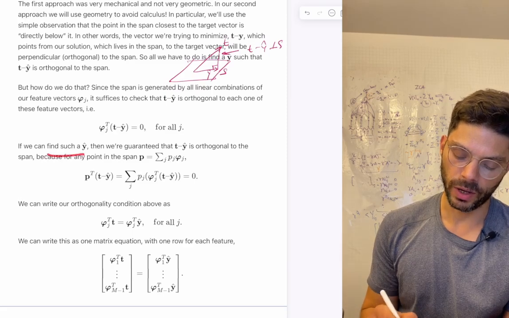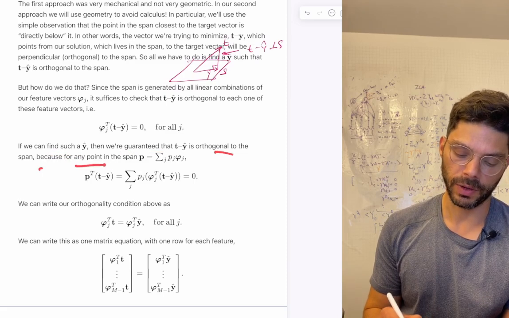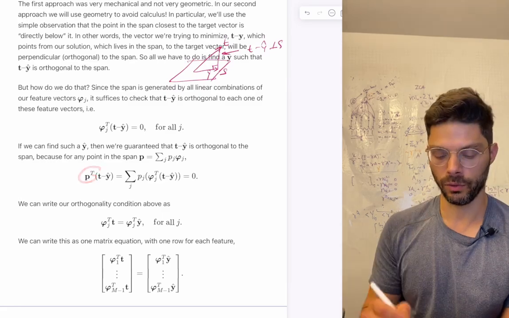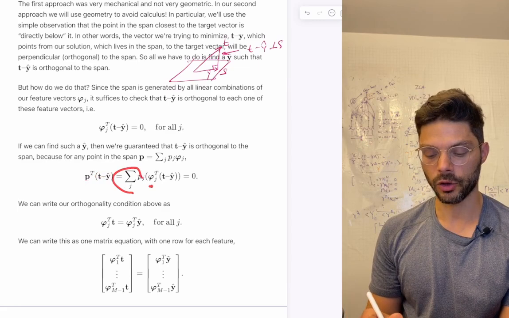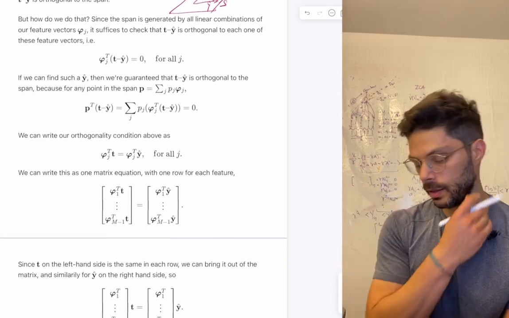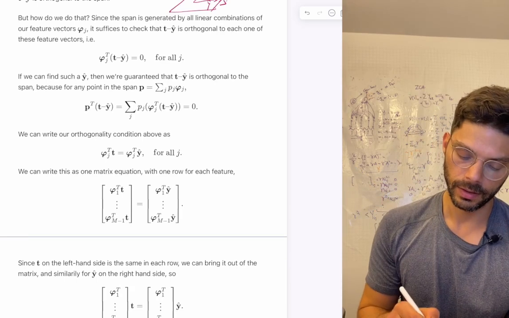If we can find such a y hat, then we're guaranteed that t minus y hat is orthogonal to the span, because for any point in the span, if we project it onto that vector, it'll just be a linear combination of zeros. It'll be 0. So all we have to do is check those feature vectors that are generating our span.